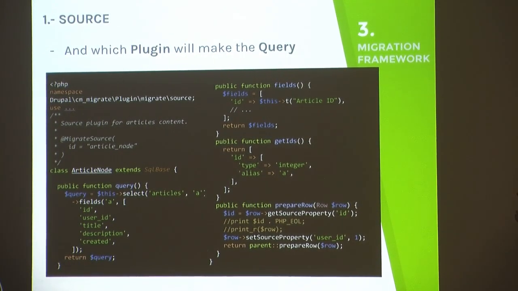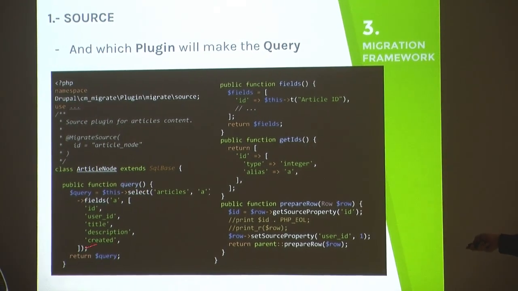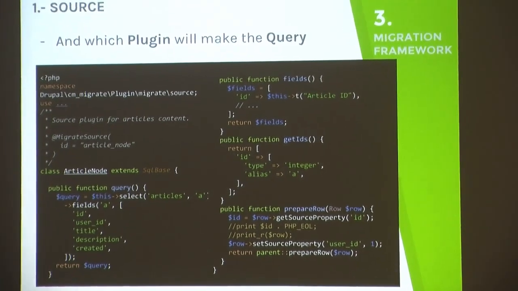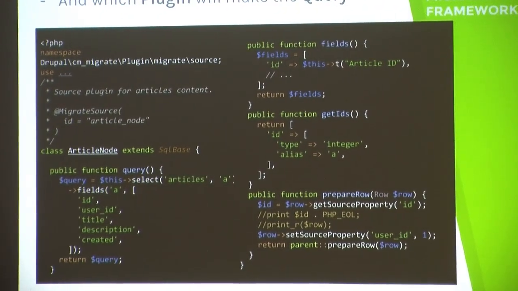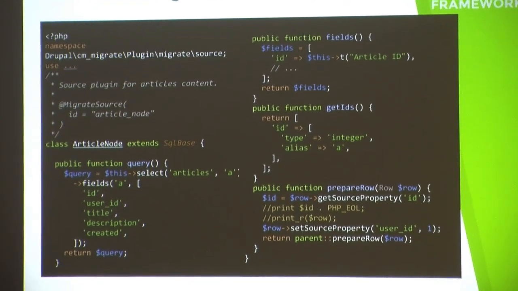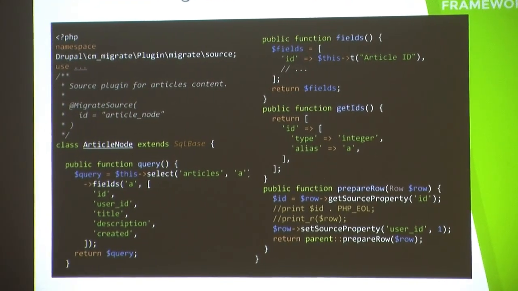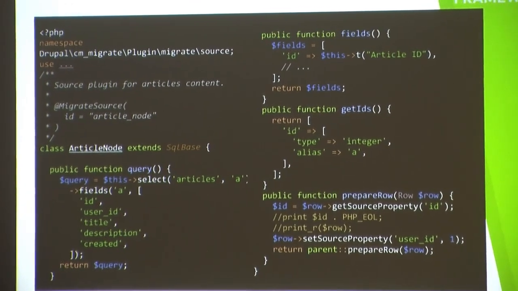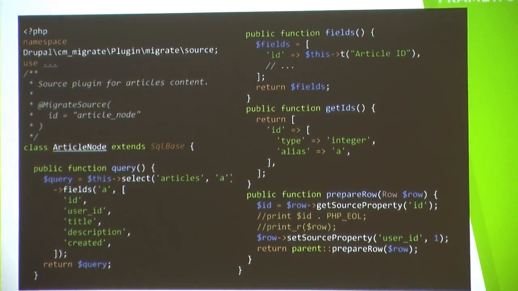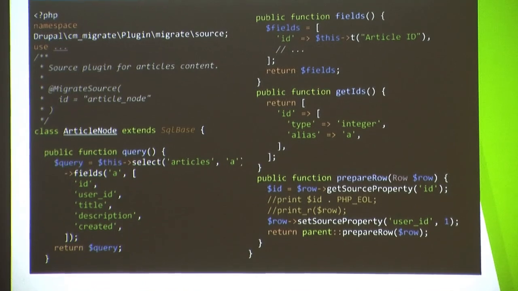In this source plugin, you will make the query. Here, this select. You can add joins, likes, and everything. Take care of this because the migrate could be a long script. It could be very long. Take care of the likes, take care of the joins.